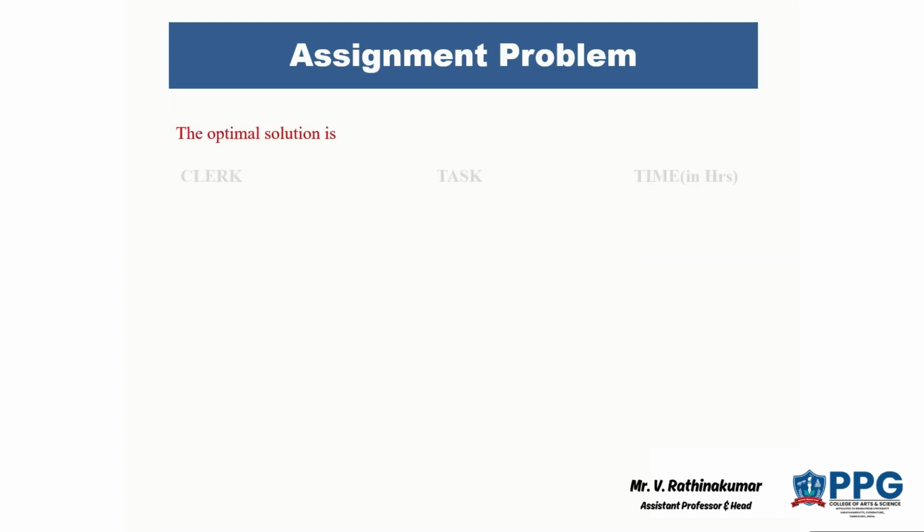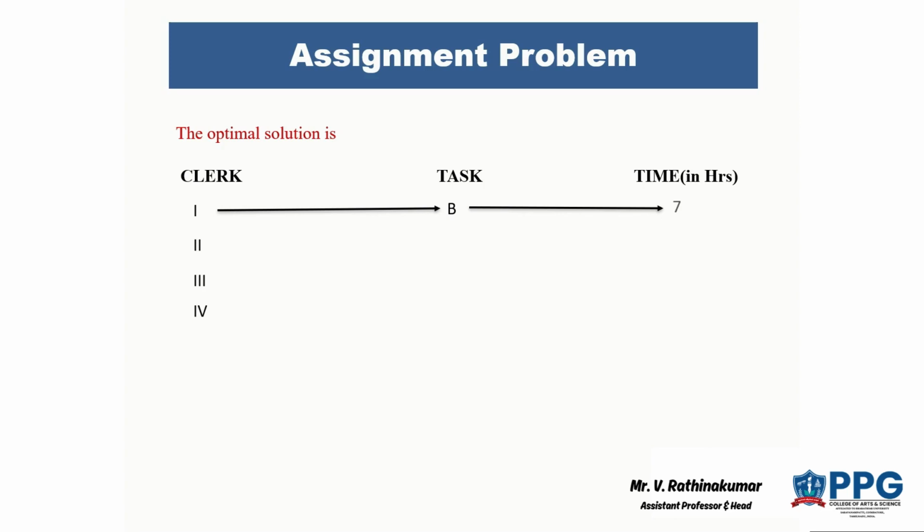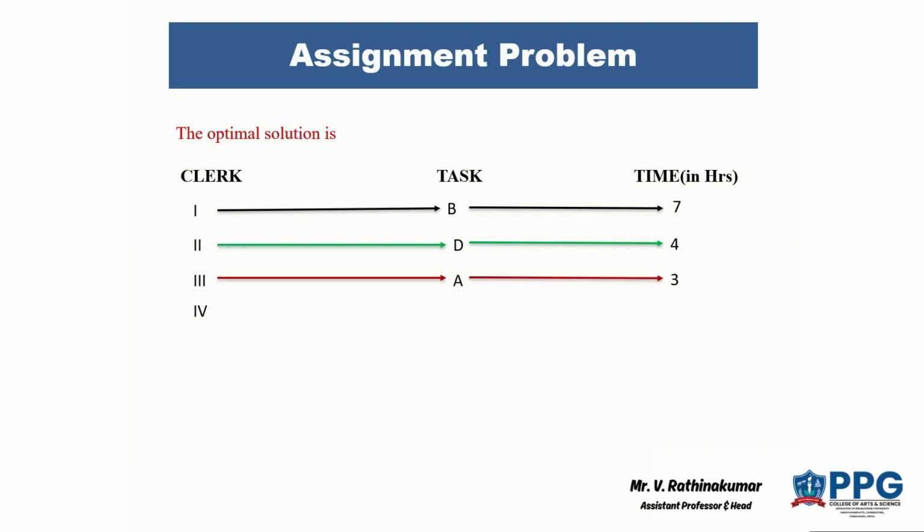The optimum solution is: clerk 1 is assigned to task B, the time is 7 hours. Clerk 2 is assigned to task D, the time is 4. Clerk 3 is assigned to task A, the time is 3. Clerk 4 is assigned to task C, the time is 4. The total minimum time is 18.